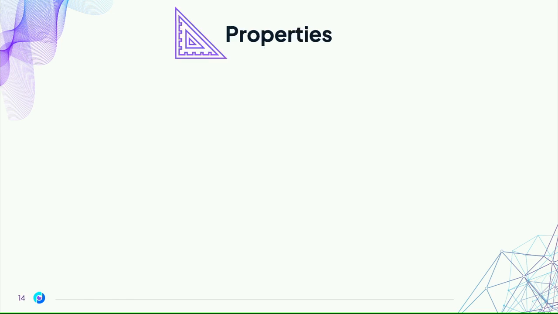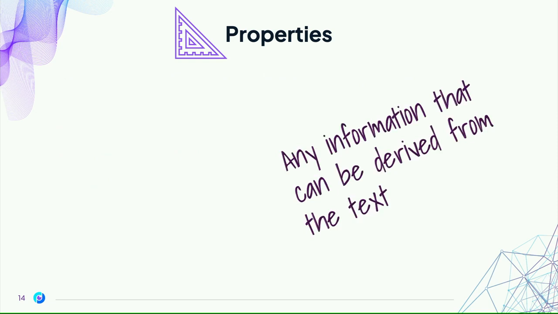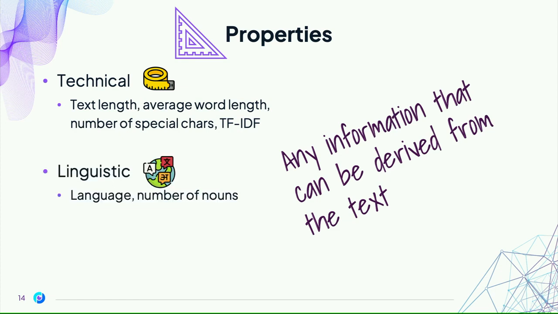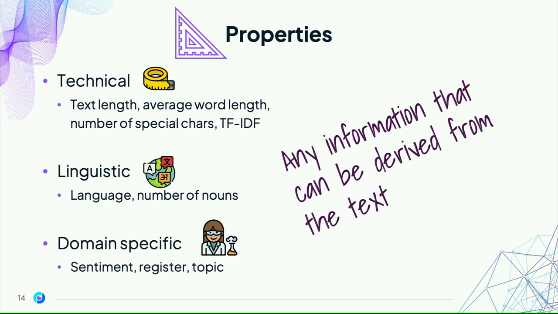So to actually say something about the text itself, we use what we call properties, which is essentially extracting tabular information from the text itself, like features. It could be simple properties, such as the length of the text, or number of special characters, or even a limited number of TF-IDF encodings. It could be linguistic parameters, such as language, number of nouns, and it could be more complex properties extracted from the text, for example, by pre-trained BERT models, such as sentiment, register, is the text toxic or not, and so forth.